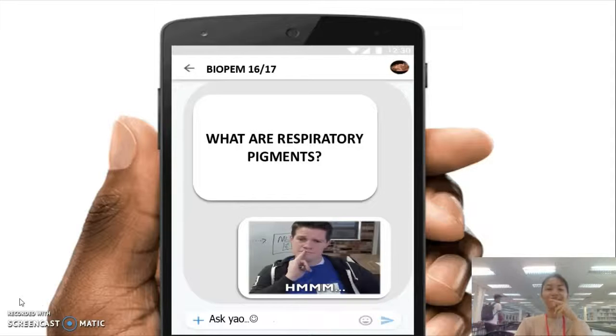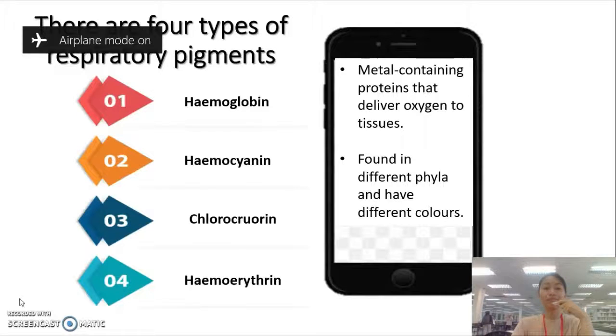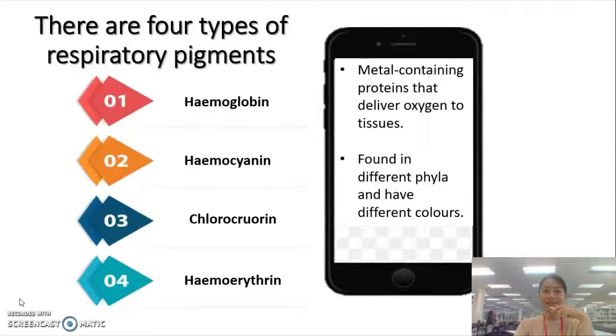So hi, the first question is what are respiratory pigments? Respiratory pigments are metal-containing proteins that deliver oxygen to tissue. They can be found in most animal blood. The most common respiratory pigments found in animals are hemoglobin, hemocyanin, chlorocruorin, and hemerythrin. They can be found in different phyla and have different colors due to the metal that they carry.